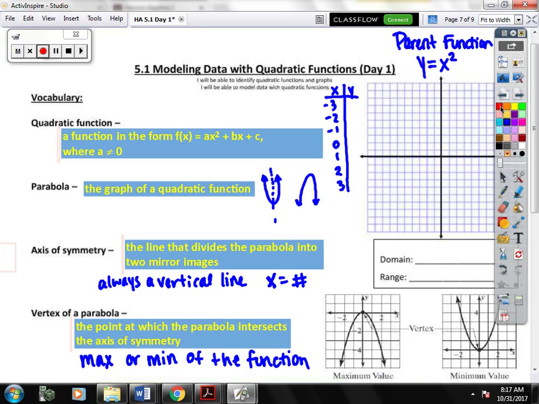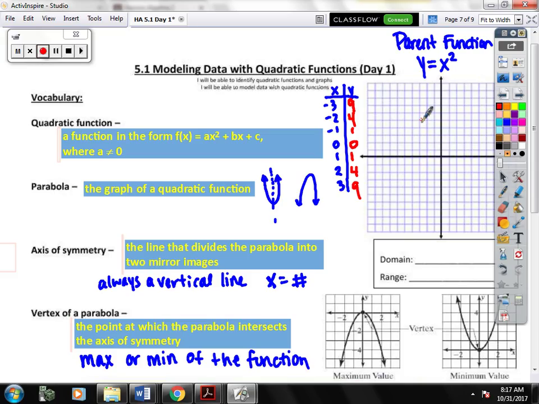So whenever I plug this into my function, -3 squared, -3 times -3 will be a +9. -2 squared would be a +4. -1 squared is 1. 0 squared is 0. 1 squared is 1. And 4, 9. Again, you should notice the symmetry occurring about the vertex. And then we'll plot those points.